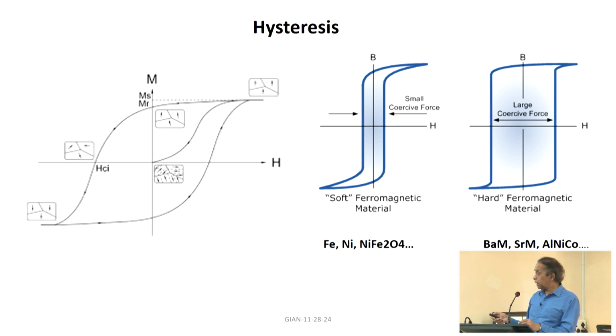So, when you apply a magnetic field, there are two things that happen. The domains in the direction of the magnetic field will grow at the expense of domains with opposite orientation.